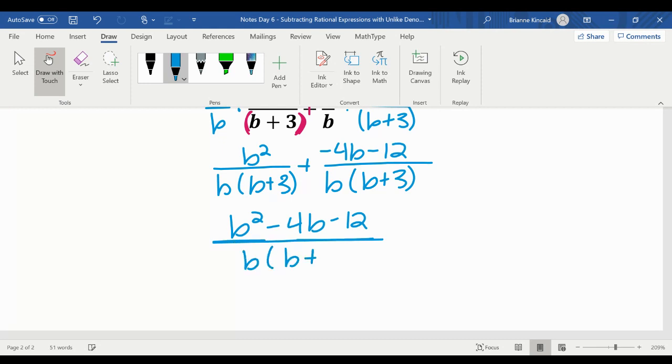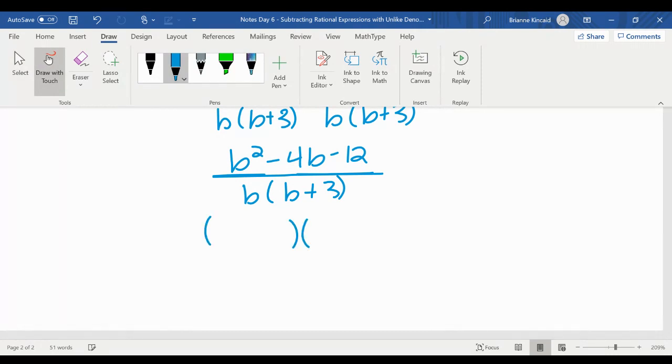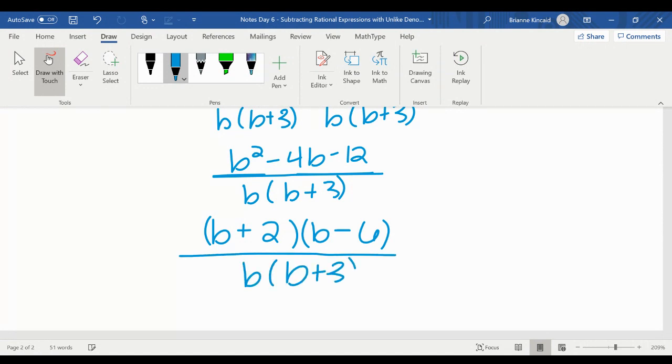Once we're at a single fraction, we want to factor the numerator and eliminate where we can. So I have a trinomial. You are multiplying to a negative 12. That tells you that your signs are going to be different. Factors that multiply to negative 12 and add to negative 4 are going to be positive 2 and minus 6, all over b times b plus 3. And once again, nothing is going to eliminate here, so this is our final answer.